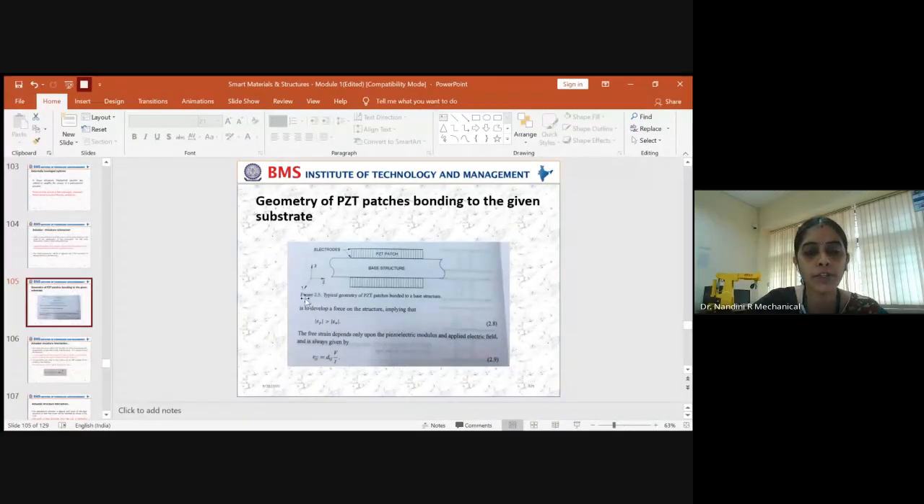Here also we should see the direction. The x-axis is considered here as 2, the y-axis as 3, and the z-axis as 1. So axis 2 is the direction in which the electric field will be applied. Axis 3 is the direction in which the polarization has been done, and the thickness of the given piezo patch is measured across the Z.